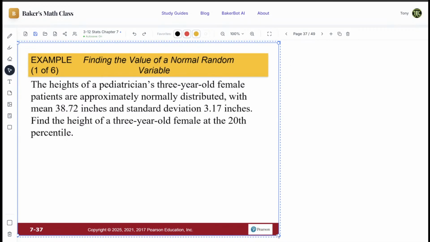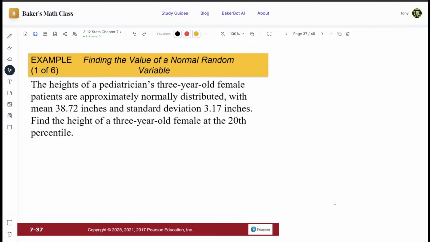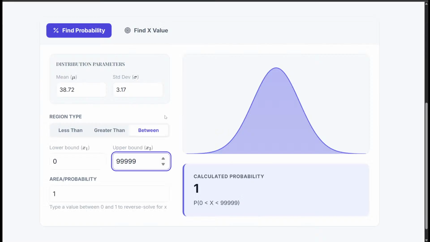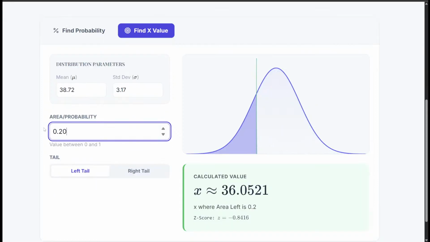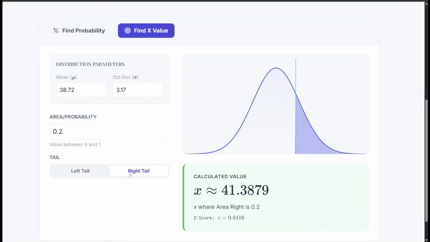All right. What if I wanted to find the height of a 3-year-old that's in the 20th percentile? We're going backwards for this. Okay. So if we look at the calculator, I have find x value. And we're going to want the 20th percentile, so change that to 20th. Now, it's going to ask left or right tail. Okay. So that's the 20th percentile right there.